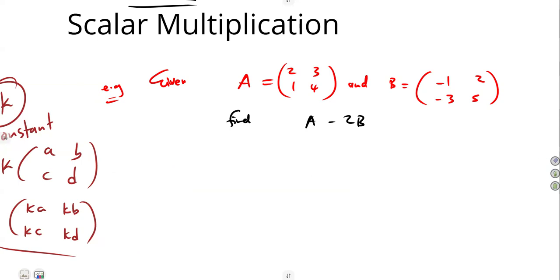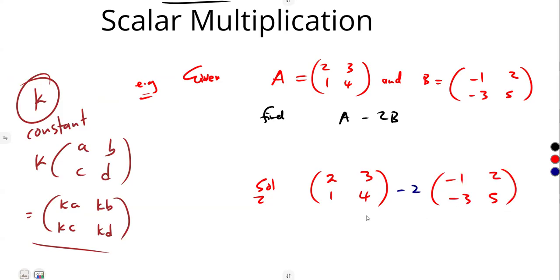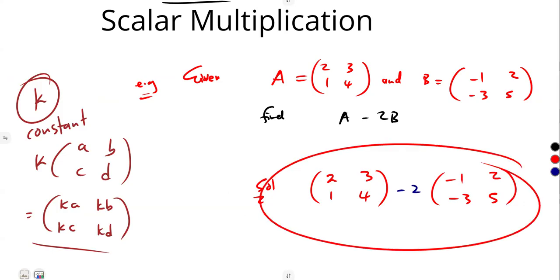Scalars. They are scalars. So I'm just going to use one example, which is like this. If you're asked to find A minus 2B, this is what we are going to have. Matrix A is 2, 3, 1, 4. Then minus 2 times matrix B. This is our matrix B: minus 1, 2, minus 3, 5. So you're asked to simplify this.